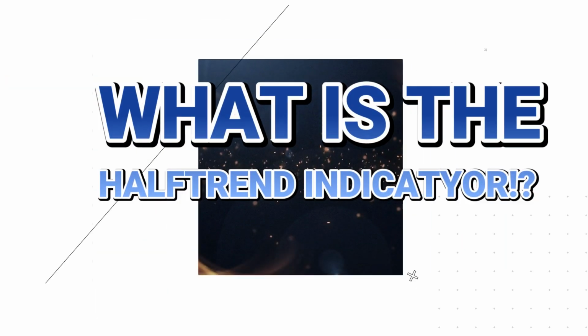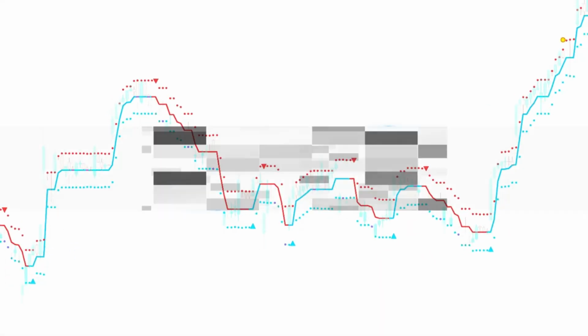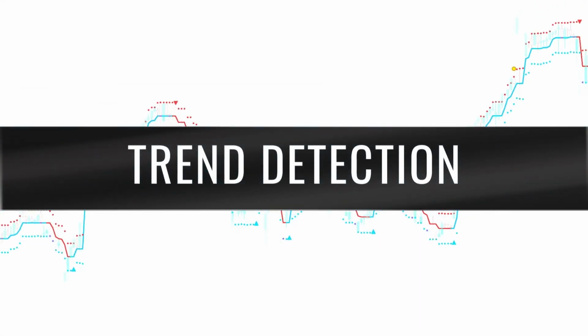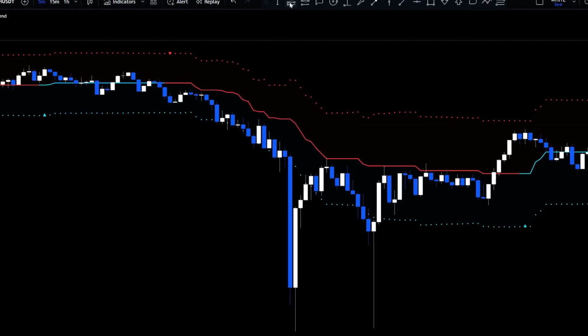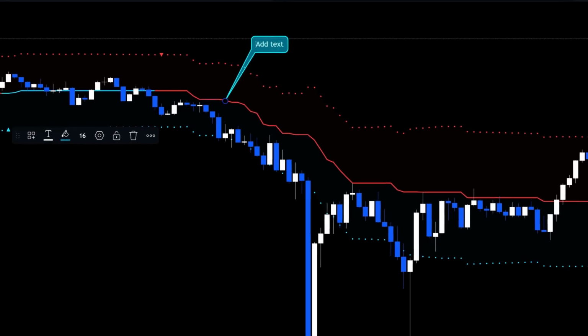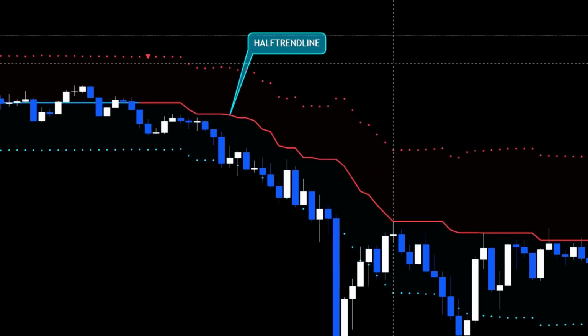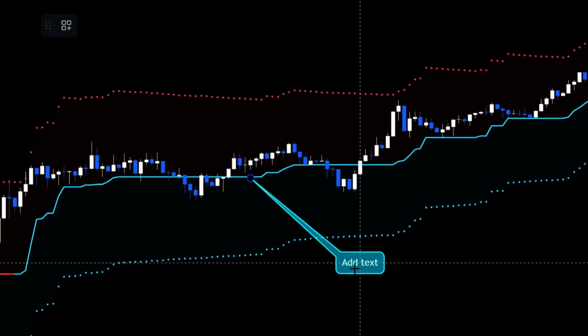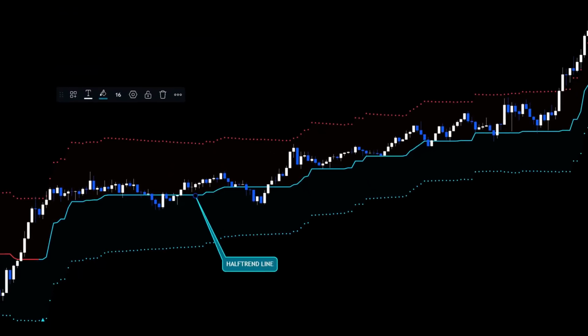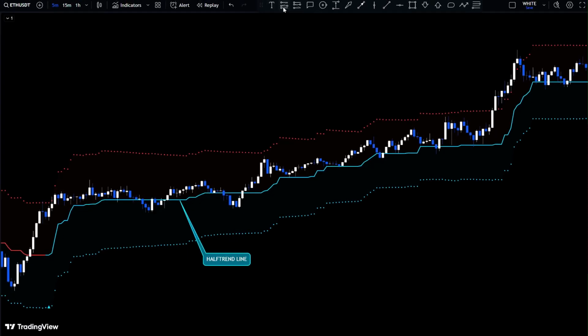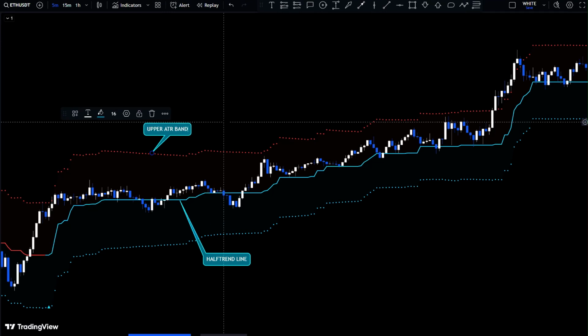So what's the half trend indicator all about? It's basically a technical trading tool that helps you figure out the direction of a trend and potential turning points. Its main goal is to give you clear entry and exit signals. On your chart, the half trend indicator shows up as a line that changes color depending on the trend direction. One color for an uptrend and another for a downtrend. It also has dots that create upper and lower boundaries. But don't worry about that for now. The midline is the main focus.